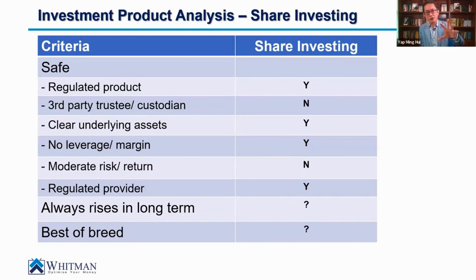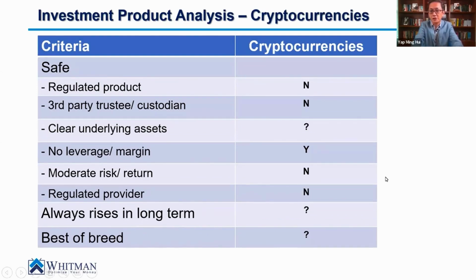I want to show an example of how you can use, call it a scorecard, to evaluate, for example, share investing. Maybe investing in the Malaysia share market. You can see that investing in shares may not fulfill the criteria of a third-party custodian, and may not have moderate risk return potential because it's definitely higher risk than the normal investment.